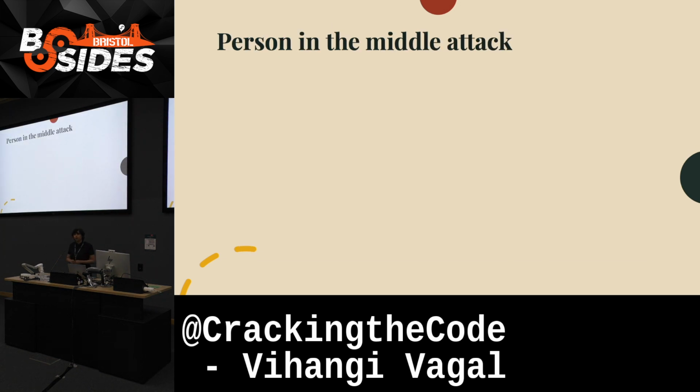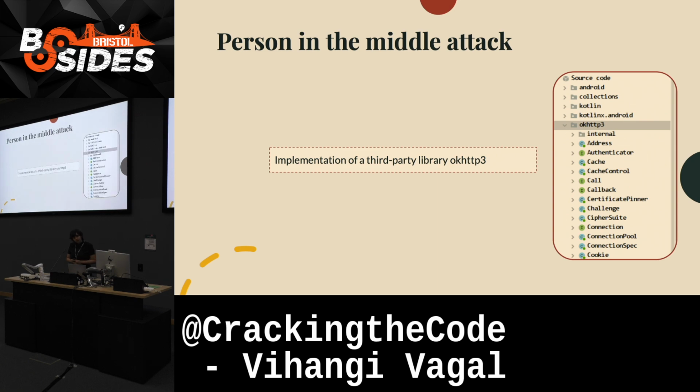Okay, we've done this. What's next? We want to intercept the traffic, but they implemented another third-party library to stop this, and it uses certificate pinning to make sure that you cannot intercept the traffic.